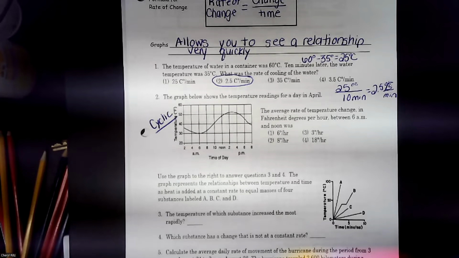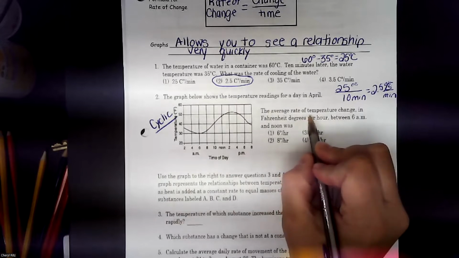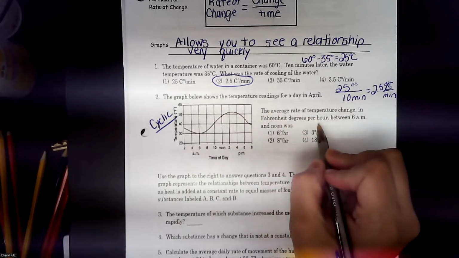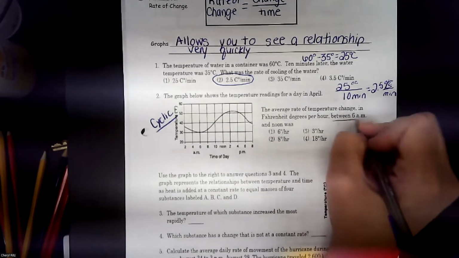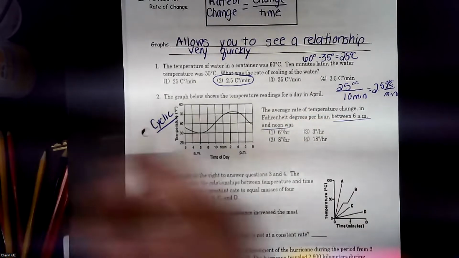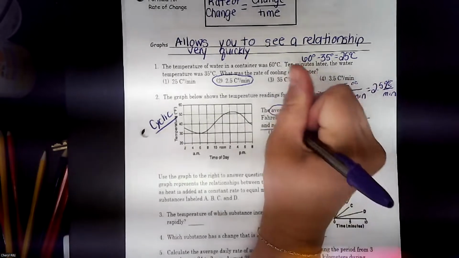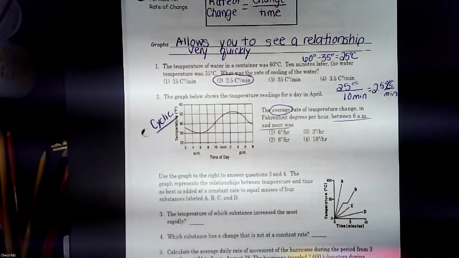It says the graph below shows the temperature readings for a day in April. It says the average temperature change in Fahrenheit degrees per hour between 6 a.m. and noon. So we just want to know the rate of change. I'm not sure if it's this word average that's been throwing you off, but the rate of change is the average rate of change. So when you do that formula, you don't have to do any averaging. You just need to do the rate of change formula.